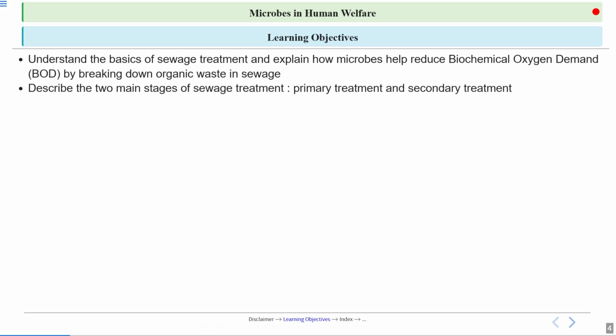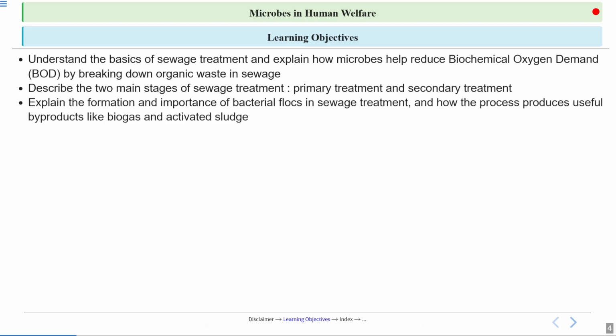We will also describe the two main stages of sewage treatment, which are primary treatment and secondary treatment. We'll understand the difference between these two types of treatment. We'll also understand the formation and importance of bacterial flocks in sewage treatment, and how the processes produce useful byproducts like biogas and activated sludge.